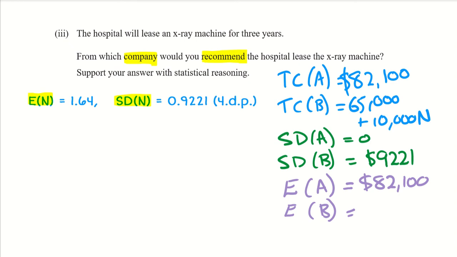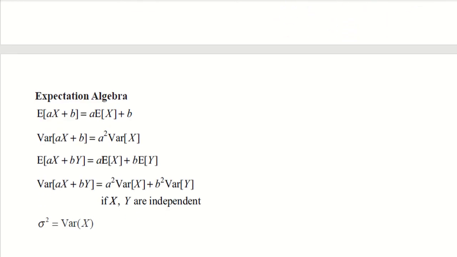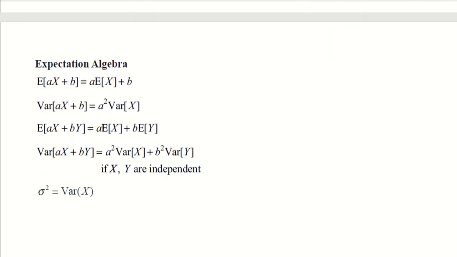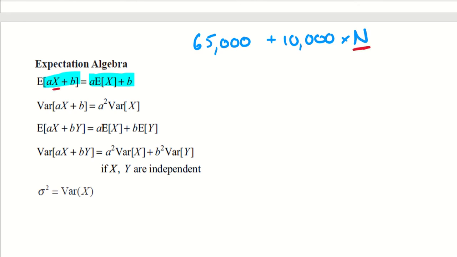Company B, that's when we need to use our equation and match that up to our formula. In this case, we are using the formula AX plus B. So our equation, 65,000 plus 10,000 times N. There's my N, that's my X, so the number in front of X is A, so the 10,000 is my value of A, and B is the number by itself, so the 65,000 is my B. So now I can work this out.